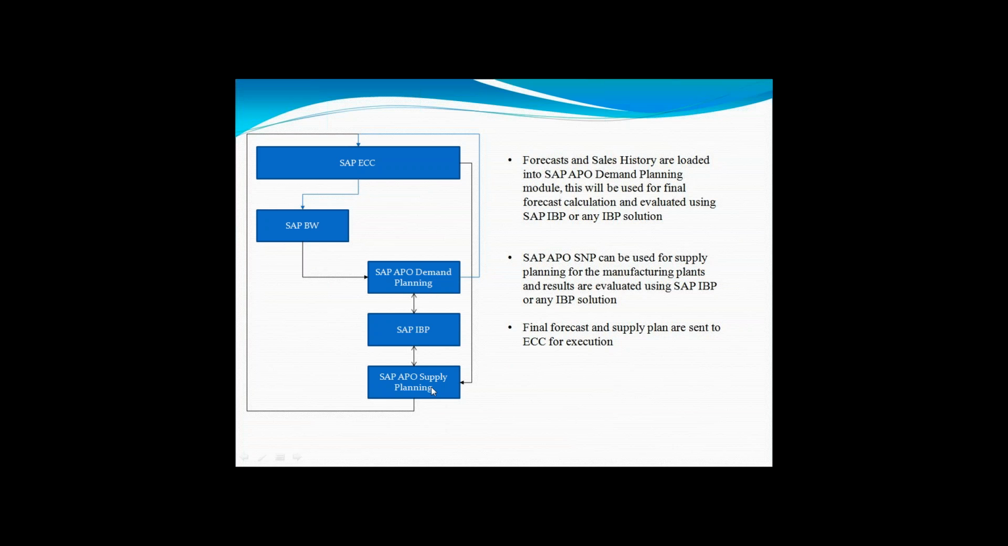And on the other side, supply plan is about planning your factories, right? So now make sure, do you have enough capacity? Do you have enough labor and machine availability? And can I make those products? And even for supply planning to happen, ECC needs to integrate with the APO supply planning module, right?